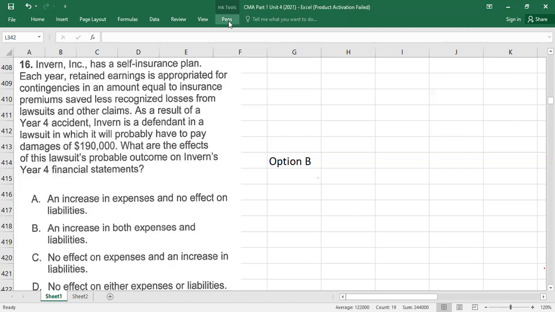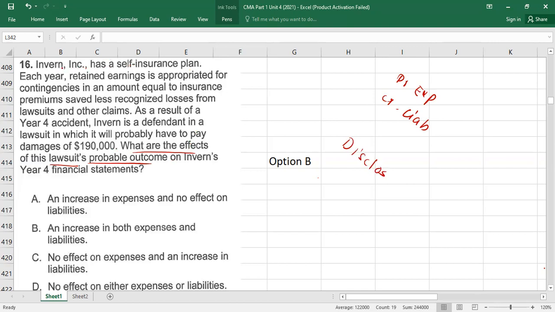So guys, let's have a look. The question they're saying, what are the effects of this lawsuit's probable outcomes? Outcomes are probable, right? If amount is also reasonably estimated, so you have to debit expense, credit liability, plus you have to give disclosure. So let's have a look at the question.